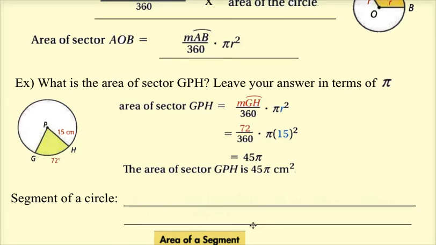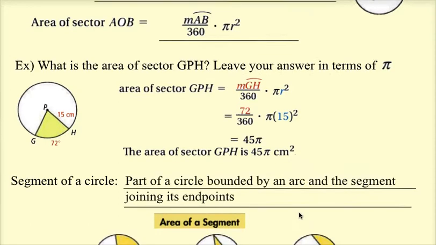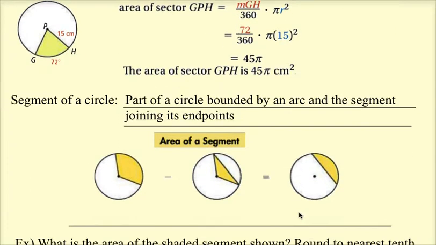We have another thing called segments. The segment of a circle is the part of a circle bounded by an arc and the segment joining its endpoints. So this right here at the end is a segment. I have an arc and I have the segment joining its endpoints. So this is the endpoint of the arc, and this segment joins the endpoints of the arc. So this little yellow piece right here is the segment of a circle.